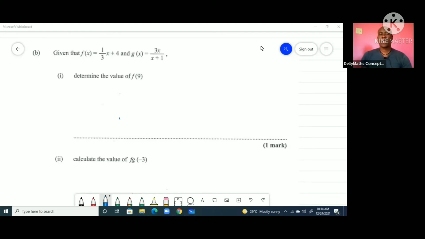All right, we're back again. We're looking at another question from CXC 2021, July. This time we're looking at a function question. It comes at number 4. So it reads, this is what is right here.